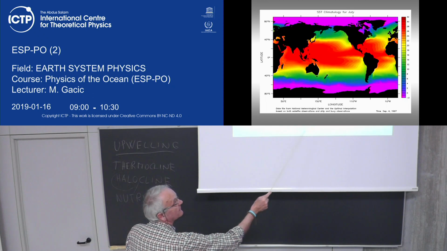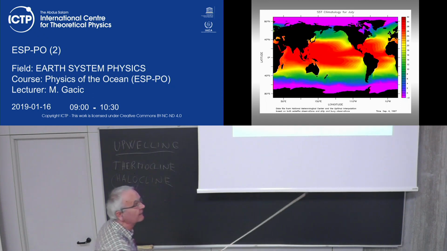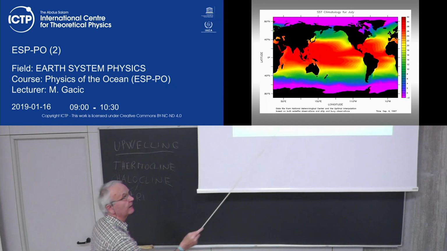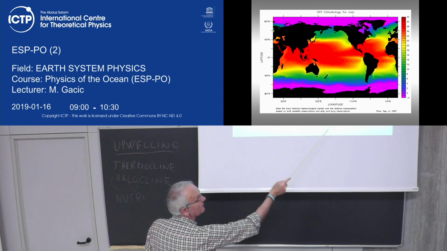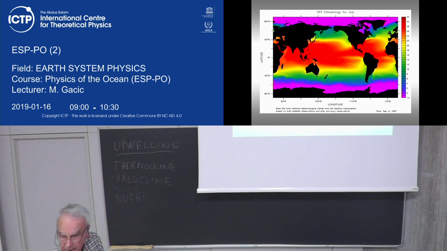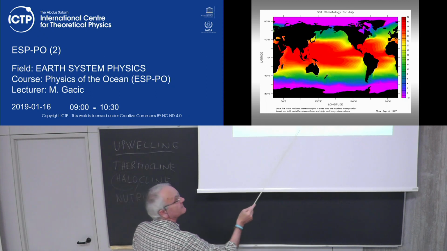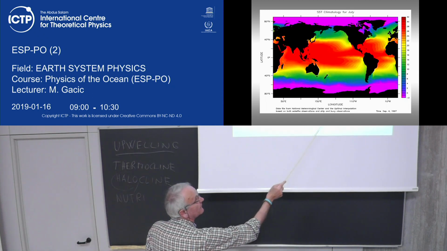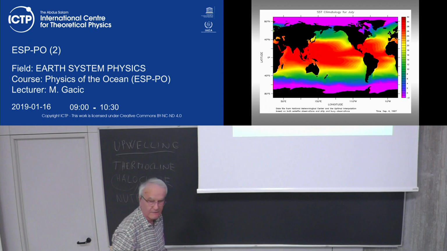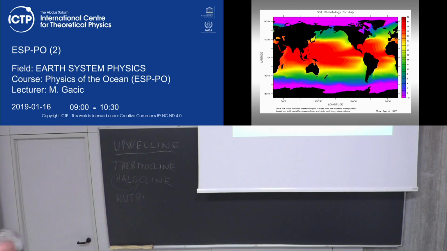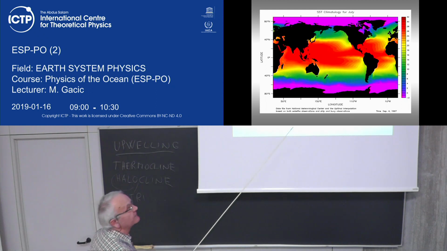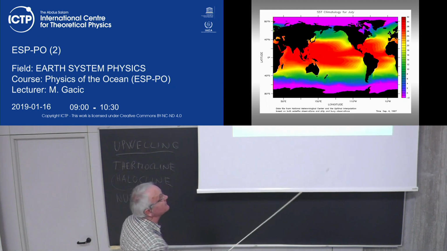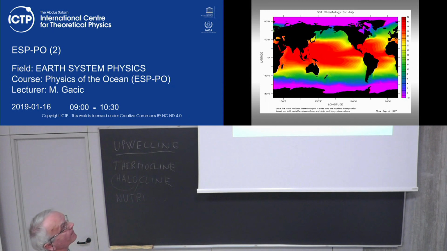And the signal associated with, for example, this upwelling area along the South American coast and along the African coast is much clearer here, because the wind influences in the southern hemisphere are stronger, the upwelling is stronger, and its imprinting on the sea surface temperature is stronger in this season.